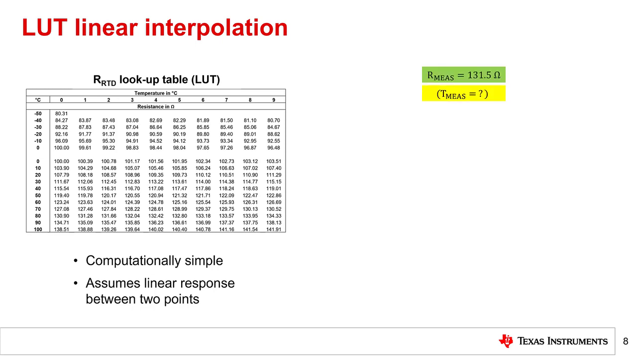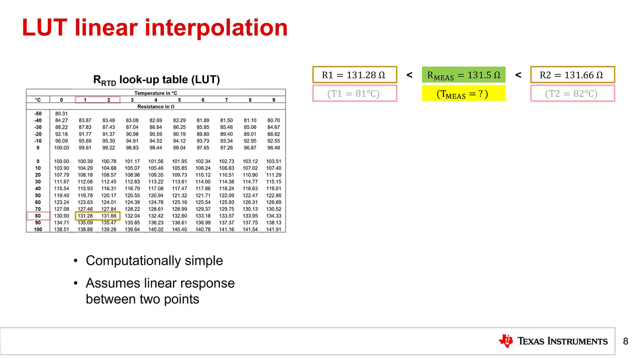As an example, assume that the calculated ADC code yields a measured resistance of 131.5 ohms, which is highlighted in green. Let's use linear interpolation to calculate the corresponding measured temperature. To begin the process, the table on the left highlights the next smallest and next largest resistances compared to R measured. The resistance value less than R measured is called R1, and the resistance value greater than R measured is R2. These values are shown in the top right along with their corresponding temperatures.